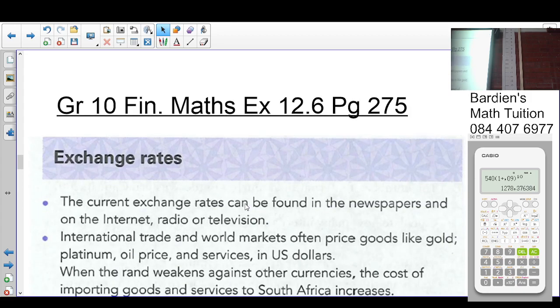Right, homework. The even numbers of exercise 12.6. Okay.